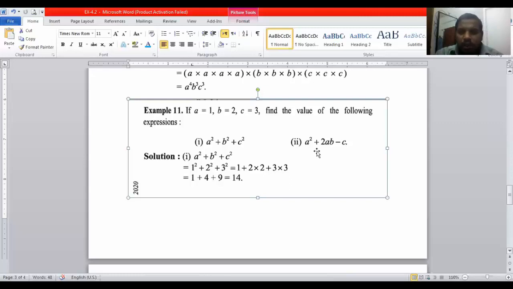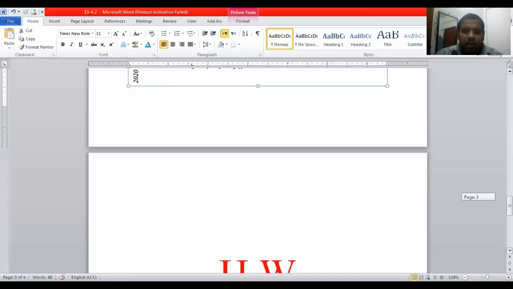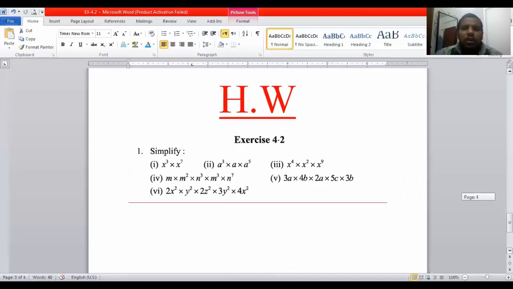Number 2, you have to solve it yourself. I am not giving you any solution. Your homework from exercise 4.2: you have to simplify all, 1, 2, 3, 4, 5, 6. You have to simplify all. It is your homework for today.